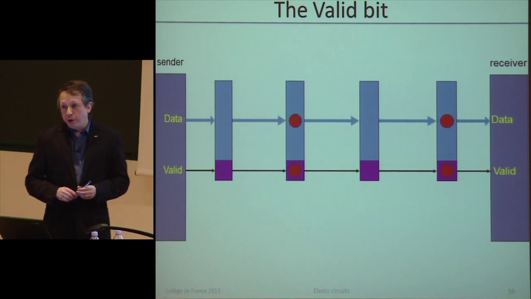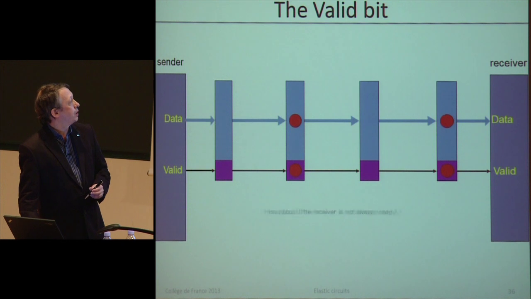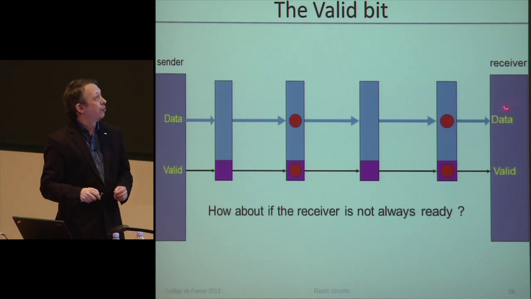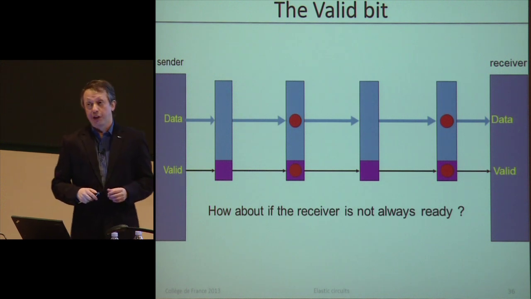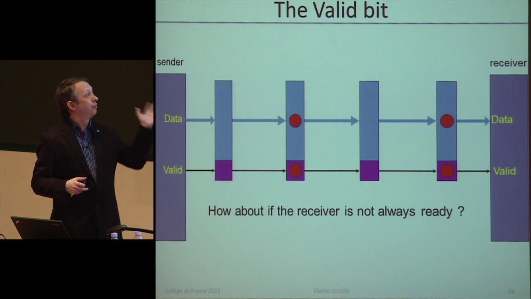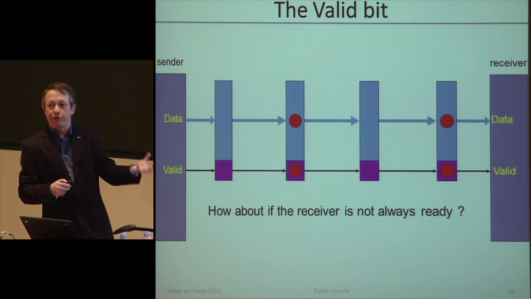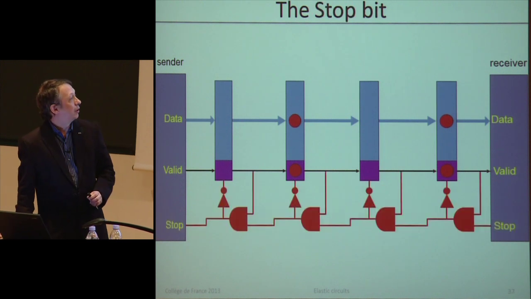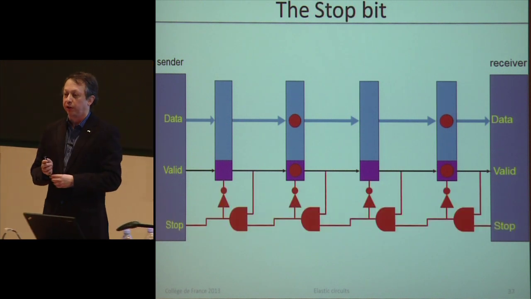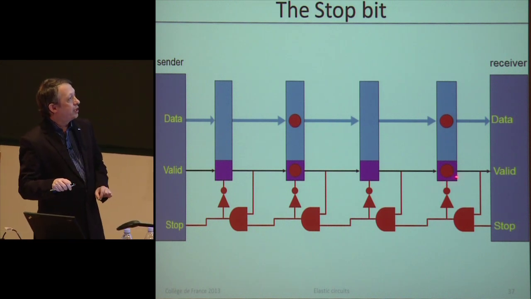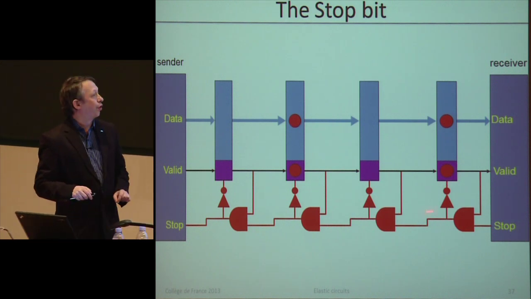Okay, now we have the dual problem. What happens if the receiver is not always ready? So maybe this guy here is sleeping or doing some complex operation, and it will take some time to, or it's not capable of swallowing the data that is coming. Okay, how to solve that? Then we put the stop signal. It's a bidirectional signal that goes on the other way around. And this is the enable signal for this flip-flop.